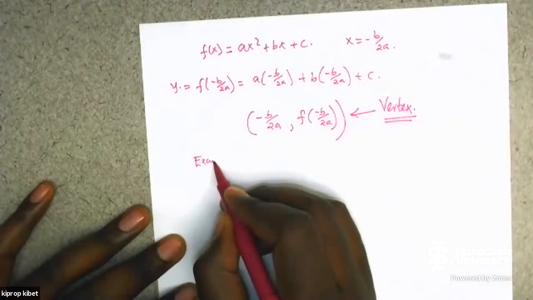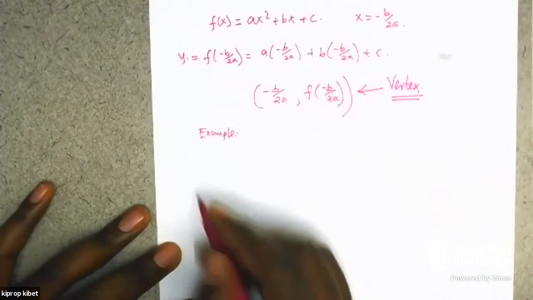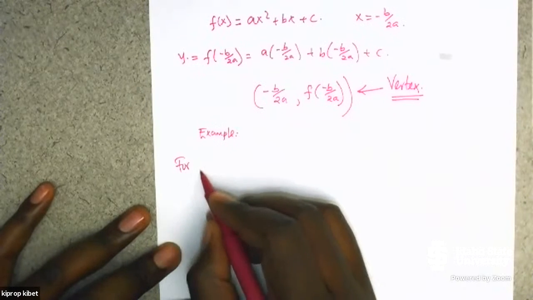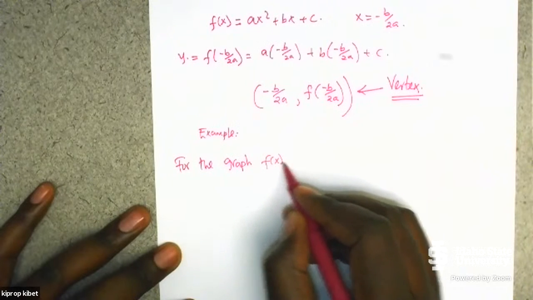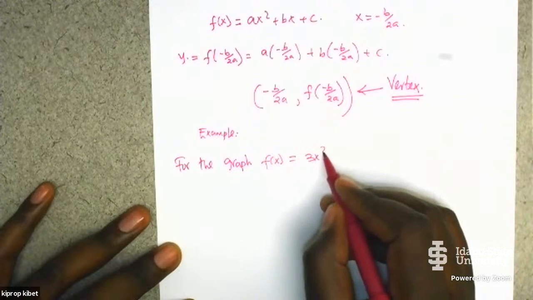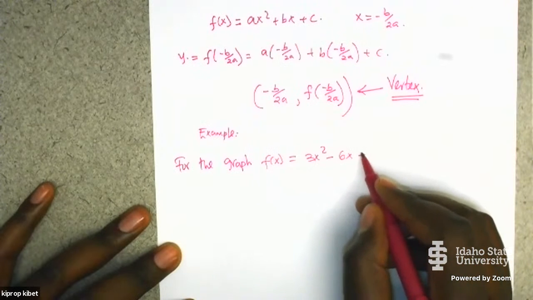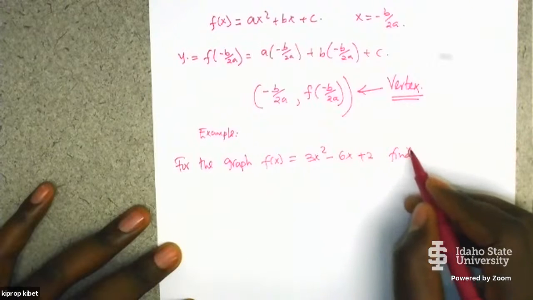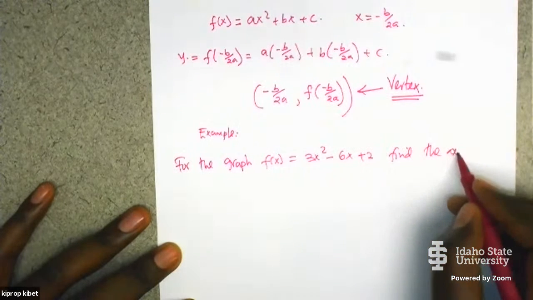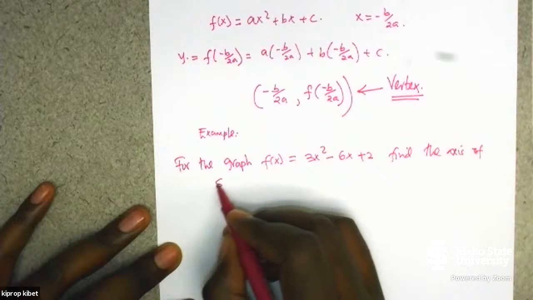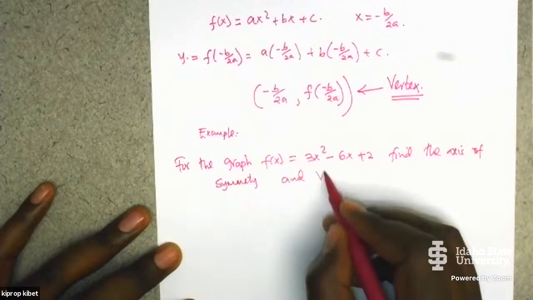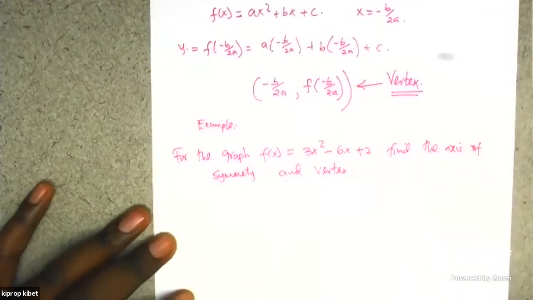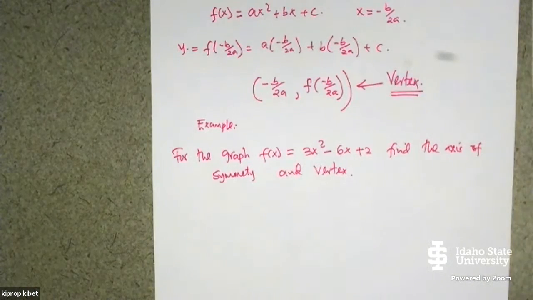Example. For the graph f of x equals 3x squared minus 6x plus 2, find the axis of symmetry and vertex.